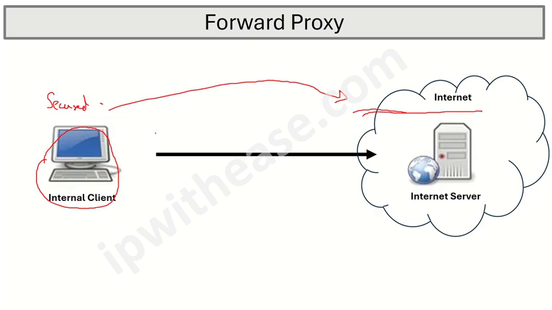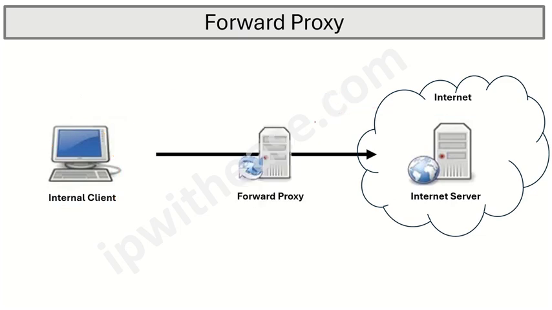In fact, the IP address of the client is exposed. The malicious website can put some unwanted malware into it and start misusing it. All these are types of unauthorized access via which the internet server can compromise the internal network. That is where we have the concept of a forward proxy.